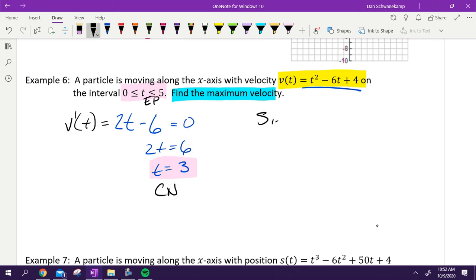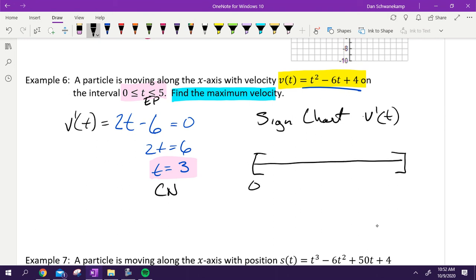So both of those things are going to go on my sign chart. This is a v prime sign chart, also known as acceleration. It's a capped sign chart since I'm going from 0 to 5. And the only other number I'm plugging on there is 3. What's a good number to plug in? 1. What am I plugging 1 into? The derivative. I'm plugging it in right here. Not right there. Not into the 0 part. Just this part. 2 minus 6, that's negative. Plug a number like 4 in. 8 minus 6, that's positive. So at 3, thumbs up if 3 is a maximum. Thumbs down if 3 is a minimum.